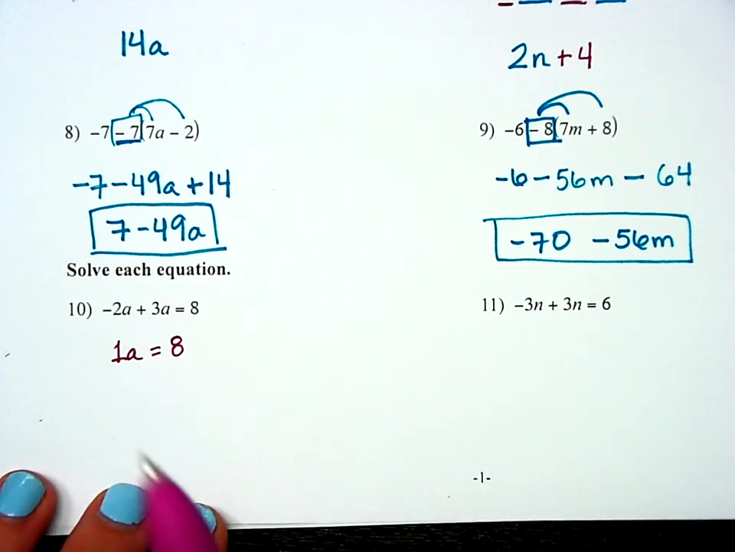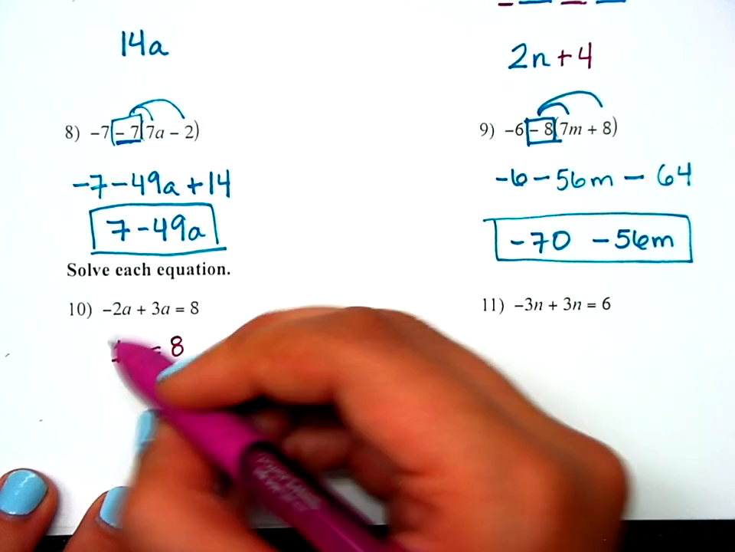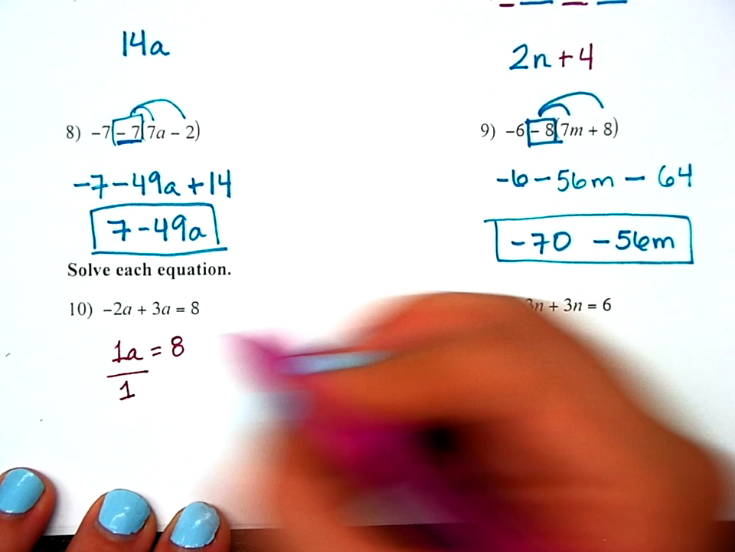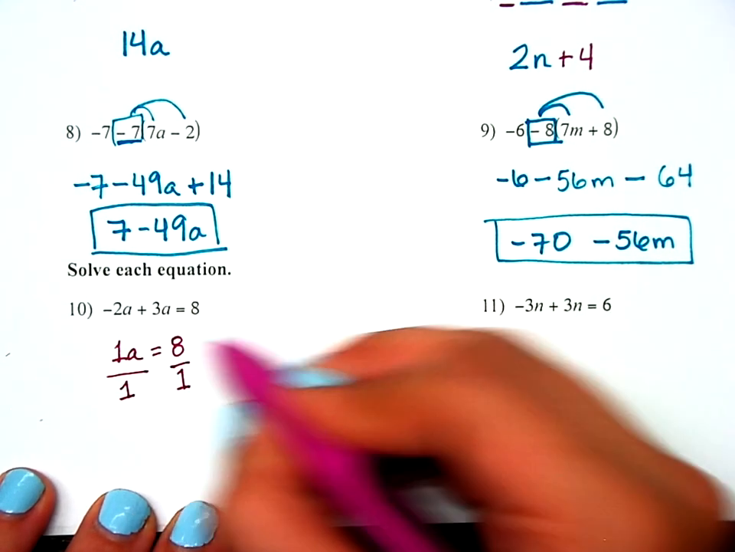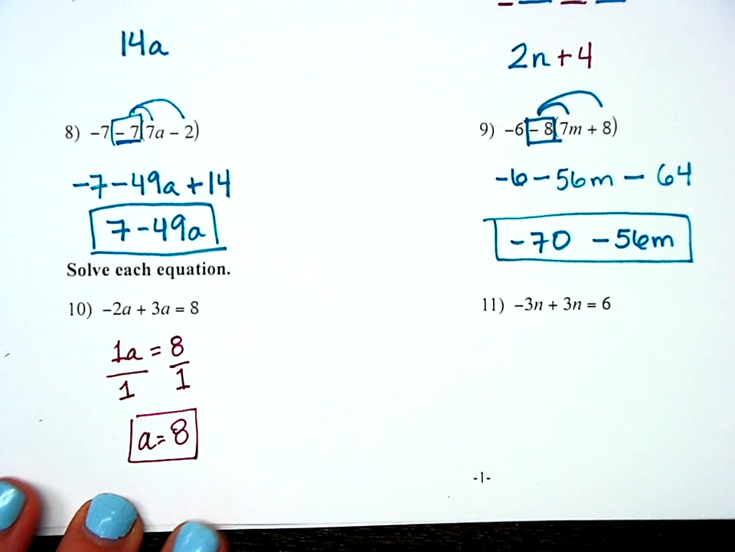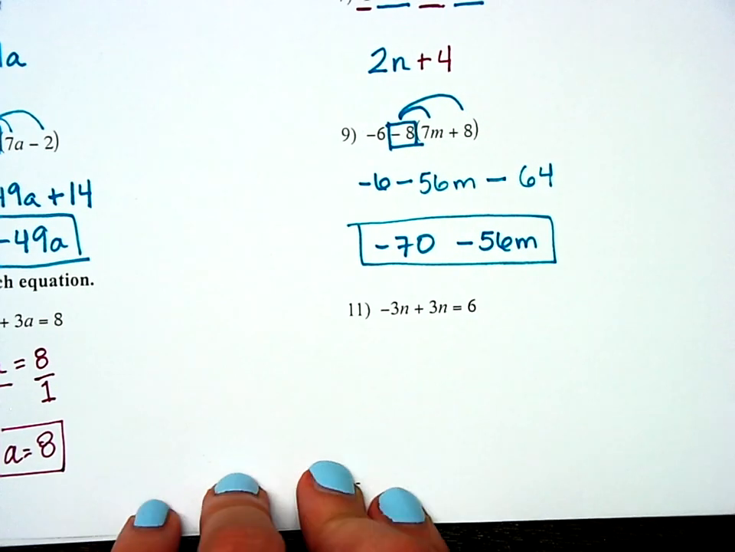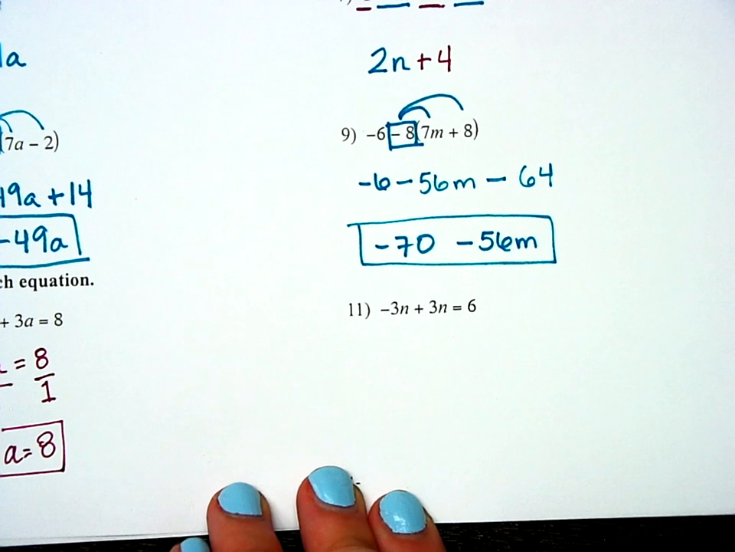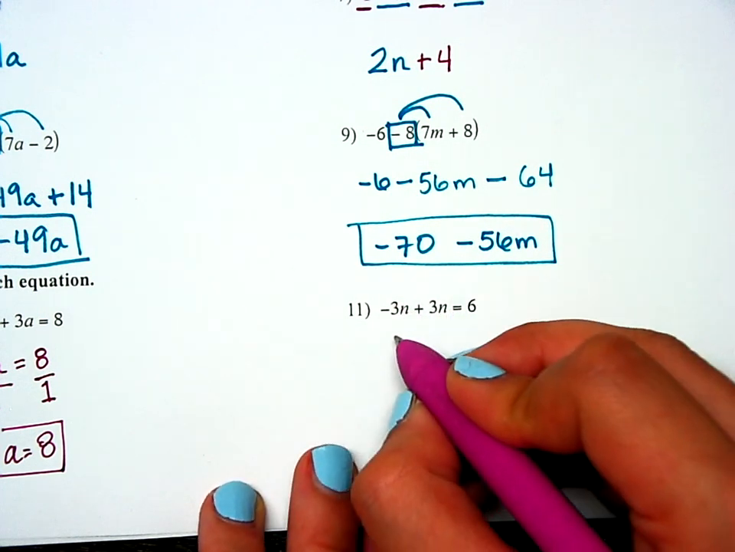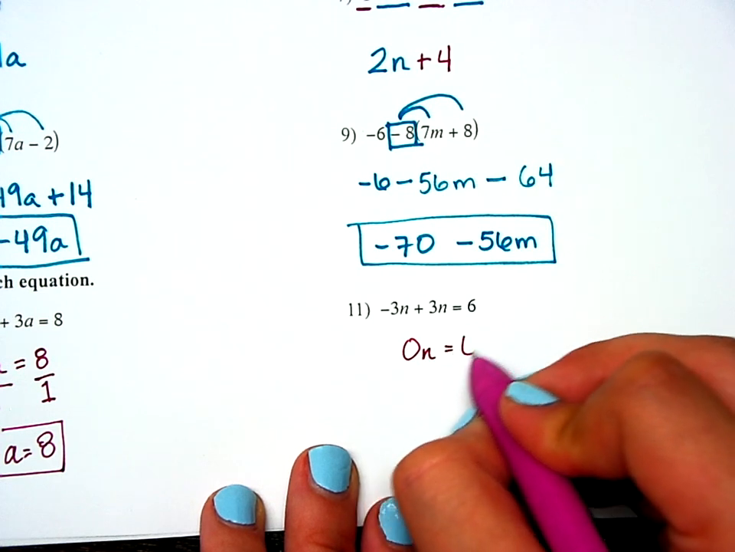Just so you can see the step, I want to show you guys, this is 1 times a. So if I wanted to undo 1 times a, I would divide by 1. Now obviously that's not going to change my number, but I just wanted you guys to see that step. So I know a is equal to 8. Okay, let's try another one. Negative 3n plus 3n equals 6. So if I combine like terms, because there's no distribution, negative 3 and positive 3 is 0, n equals 6.